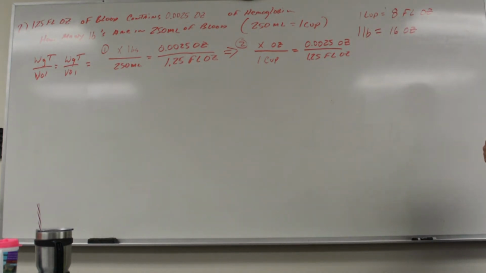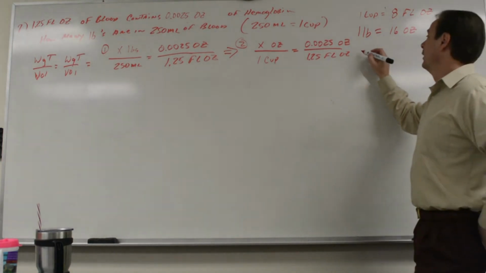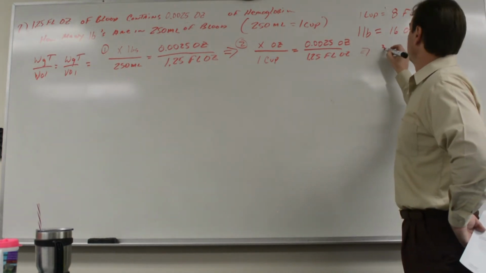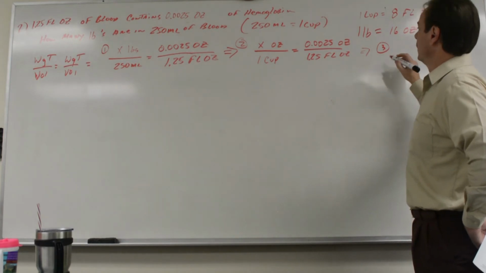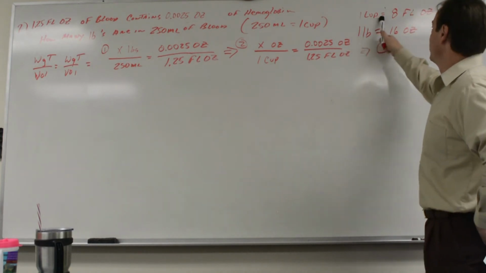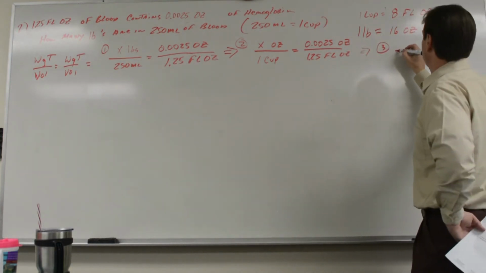Let's go to step 3. What are we going to have to convert? Yeah, we're going to have to change this to 8 ounces. Well, this is easy because 1 cup is 8 fluid ounces.